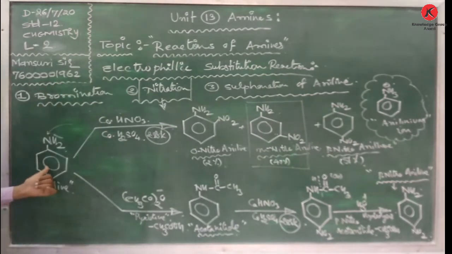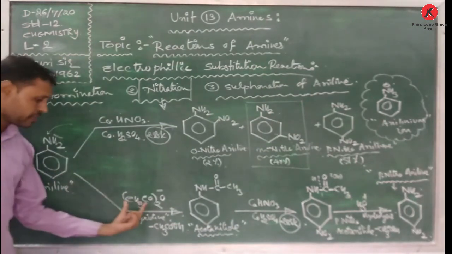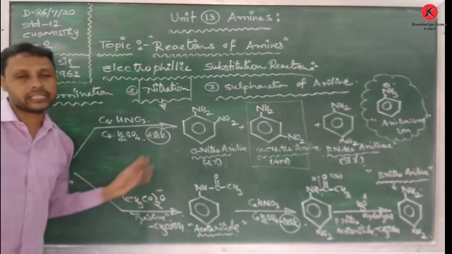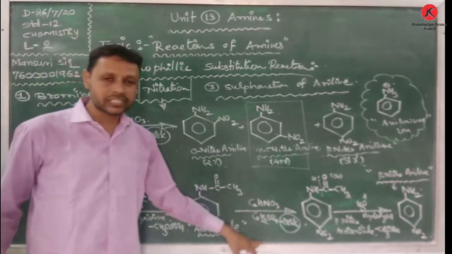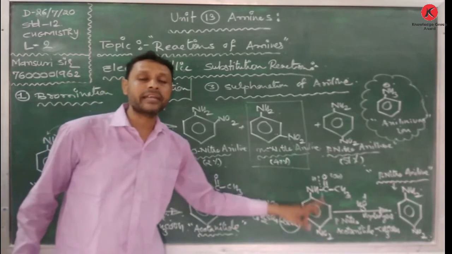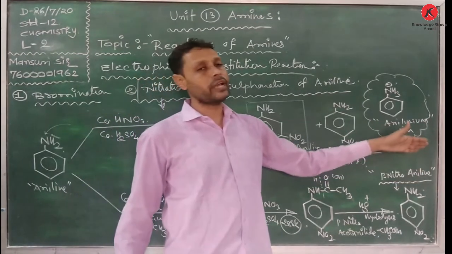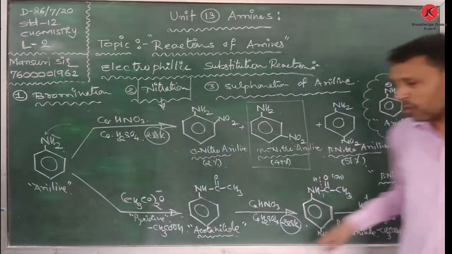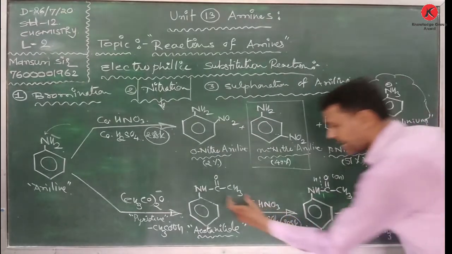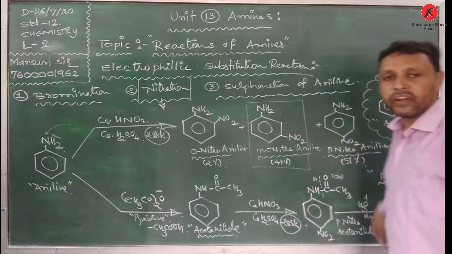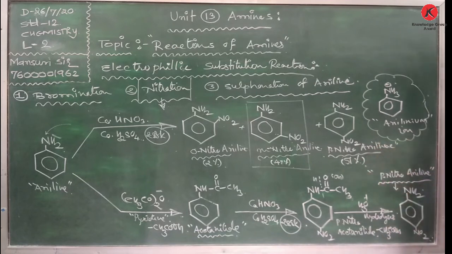But when aniline reacts with the mixture of acetic anhydride and pyridine, then first it forms acetanilide, thereafter by nitration at 288 Kelvin, para-nitroacetanilide is obtained, and by hydrolysis we can obtain para-nitroaniline. So here only one product is there. Why? Because anilide group is less reactive than that of NH2. That is why only one product is obtained. So this was my nitration of aniline, which is an electrophilic substitution reaction.